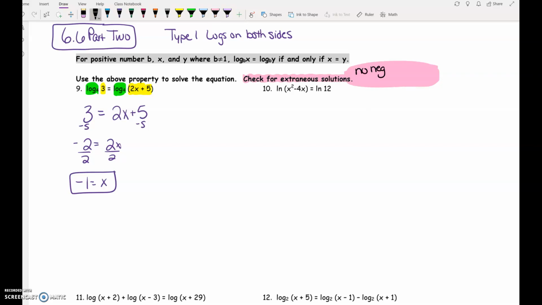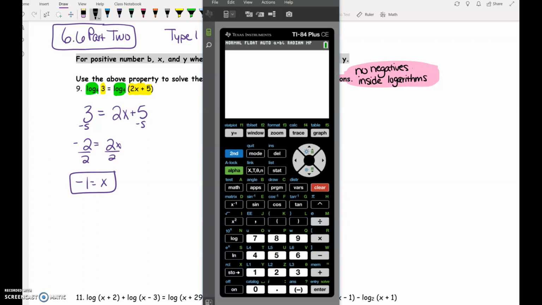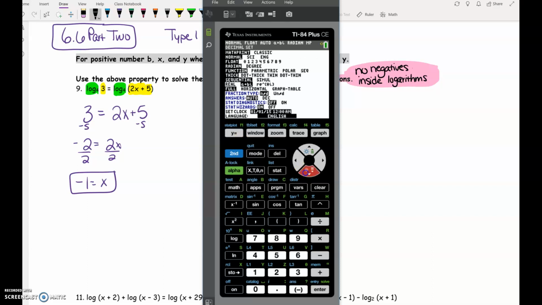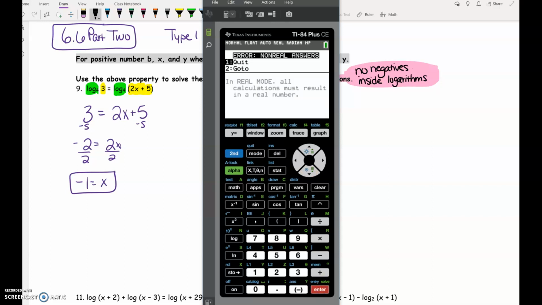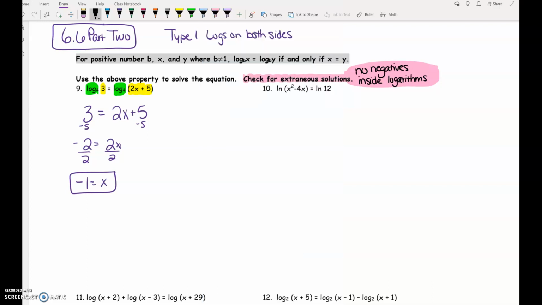No negatives inside logarithms. If you grab your calculator and try to do log of -5, my calculator currently is set for imaginary numbers. Do you see this i right here? i means it's an imaginary number. That means it's not possible. If I quickly change my mode so that only real numbers are possible, and I try that same thing again, it says non-real answer. So you cannot have negatives inside logarithms.